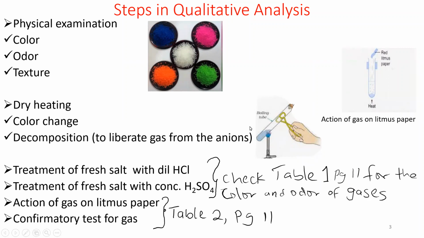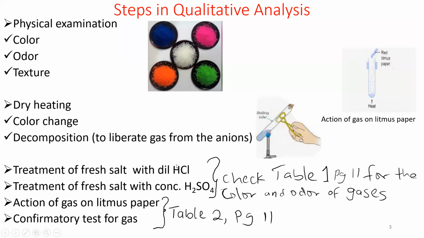Now, if during the dry heating we are not able to liberate any gas, we can then discard whatever we have here, wash off the test tube properly, and dry it. Then we'll take another pinch of the salt into the test tube and add the dilute HCl to see if we can liberate a gas.